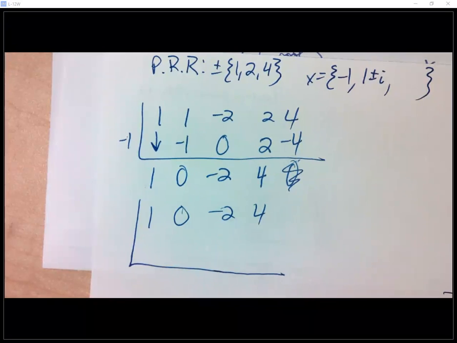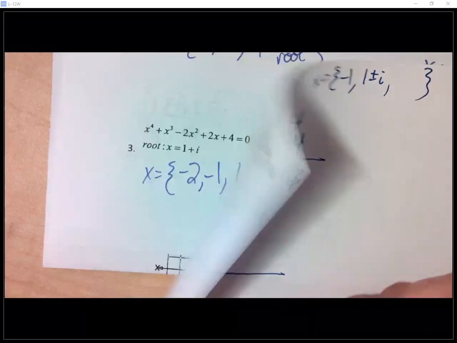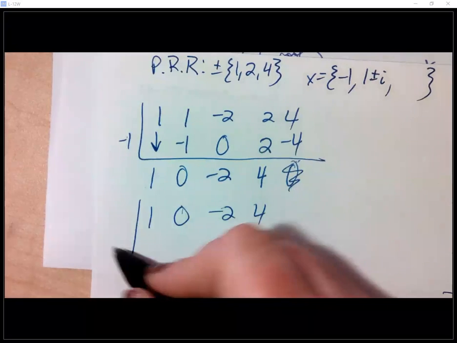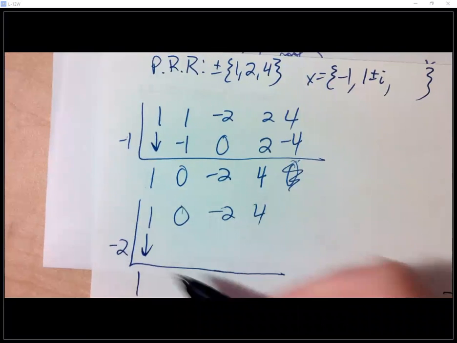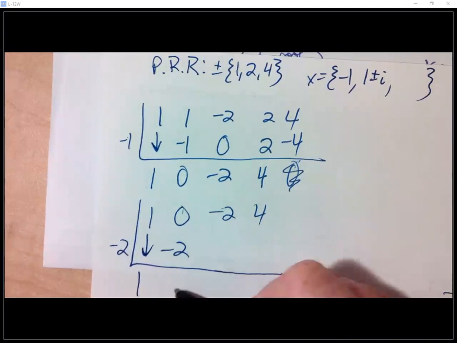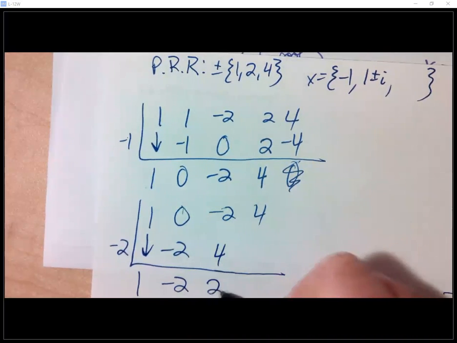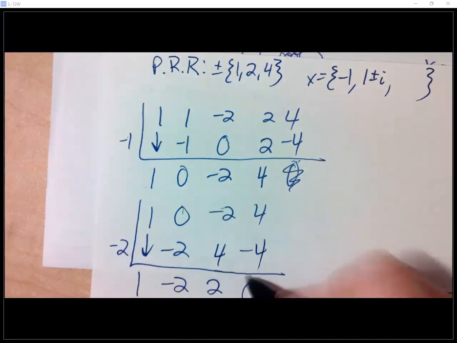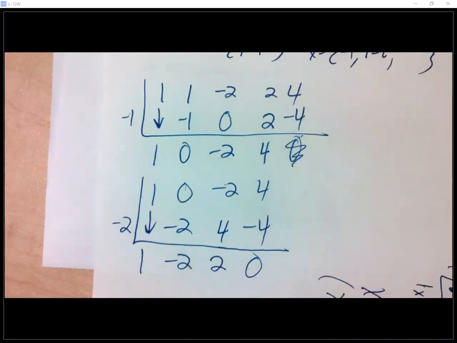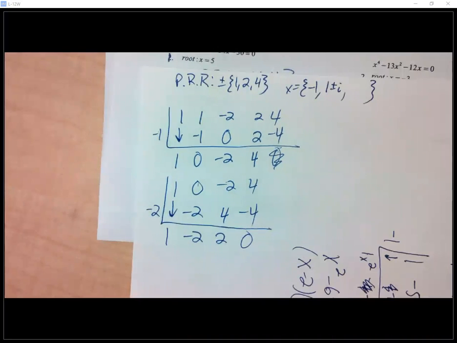But I think the next one that works, just in the interest of time, happens to be a -2. So let's drop it down and get a -2, -2, 4, 2, -4, 0. Ding, ding, ding. So now there is my last remaining answer.